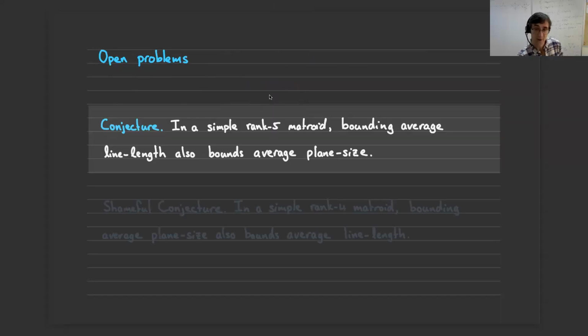Okay, so let me just finish off with 2 purely matroidal open problems. We can't hope to get purely matroidal theorems like Melchior's because if you look at a projective plane of order p, the lines have length p plus 1, so if you take p increasing, the average line length is unbounded, right? I can make matroids where the average line length is as big as I like, easily.